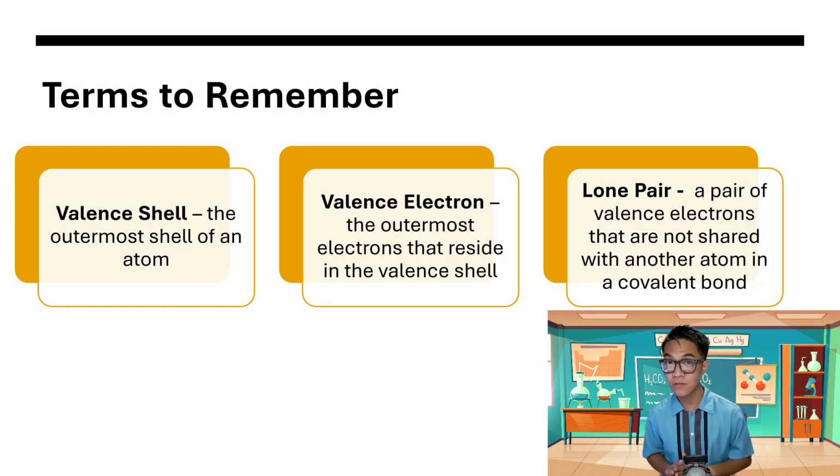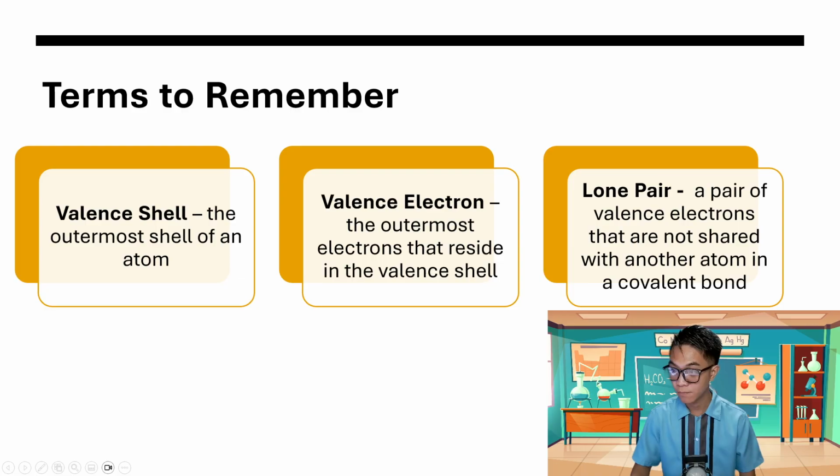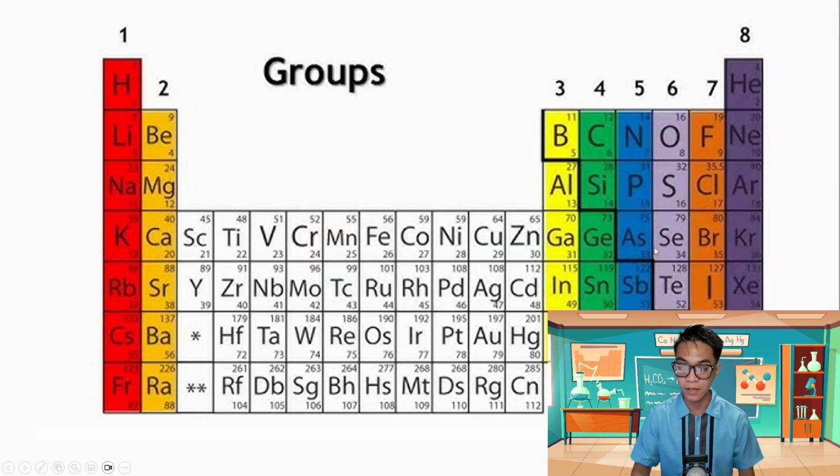Now the valence electrons, just like the valence shell, are the outermost electrons located within the valence shell. So the valence shell and valence electrons go together. They won't separate. And then we have the term lone pair. A lone pair is a pair of valence electrons that are not shared with another atom in a covalent bond. Alright? So let me show you what LEDs look like.